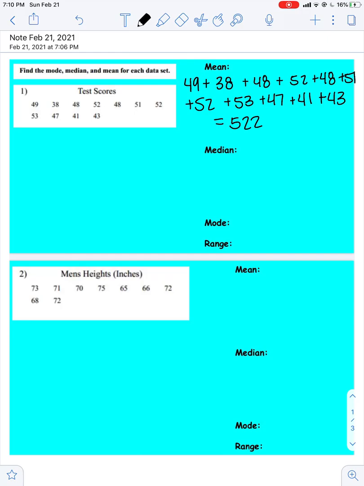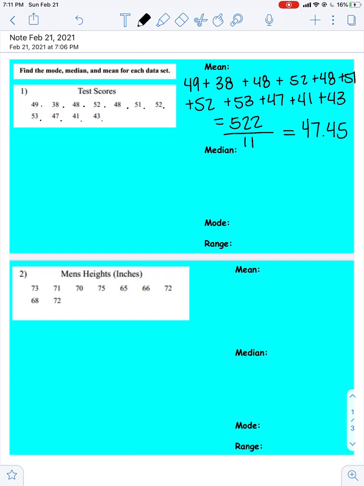And then the next thing we're going to do is count how many test scores we have. So we've got 1, 2, 3, 4, 5, 6, 7, 8, 9, 10, 11. So what we're going to do is divide that by our total number of scores to get 47.45 as our average. Okay, so I want you guys to round to 2 decimal places if you can.